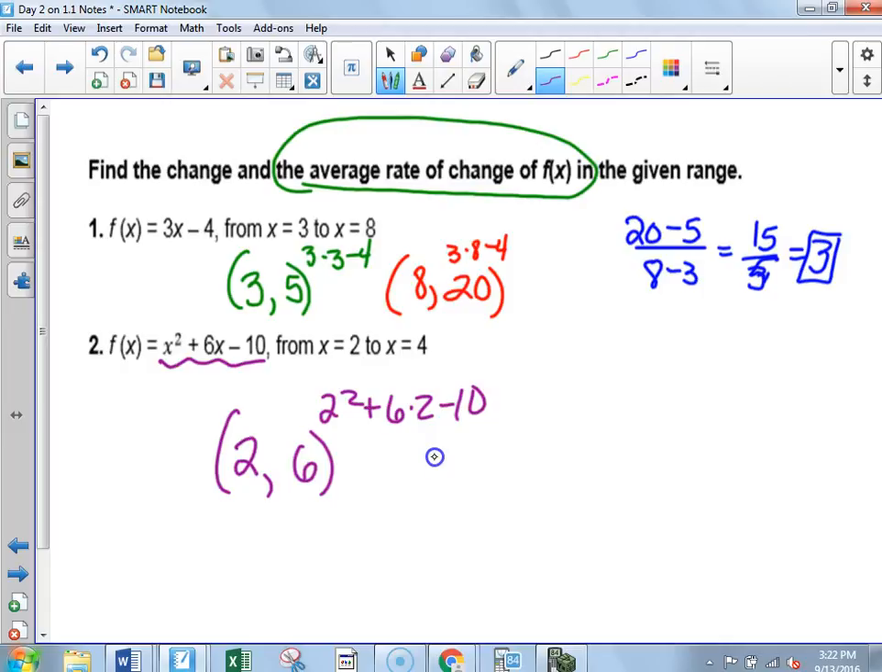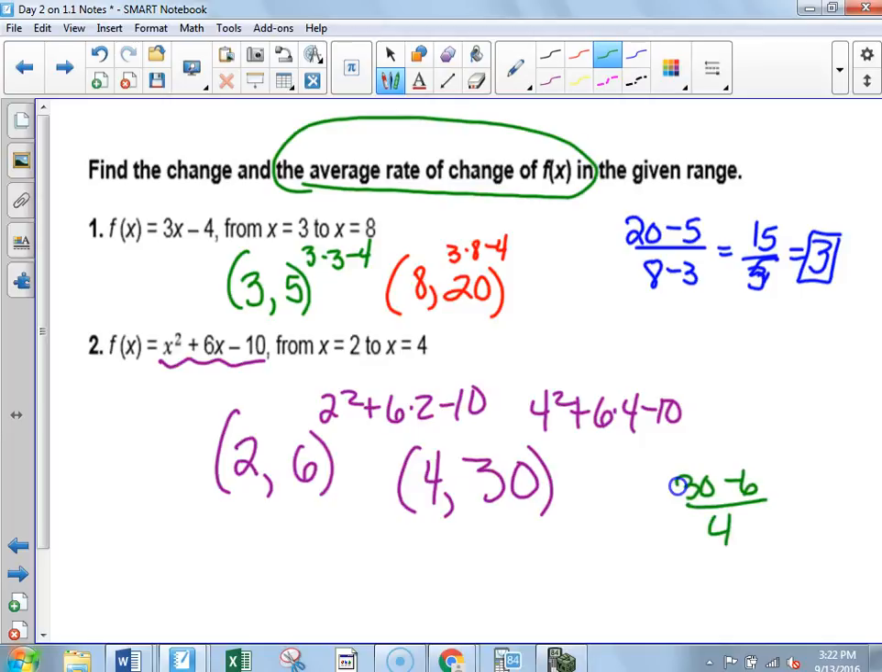Is that right? Okay. What if we put in a 4? 30. Okay. And then the slope? 2 over... Change in y over change in x? I did it again. I got 12, yes? Okay, 12, we're good? Okay. That is not a constant.